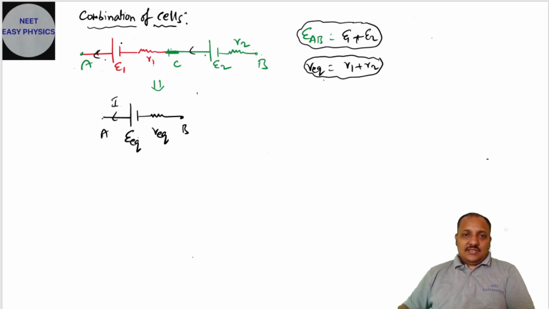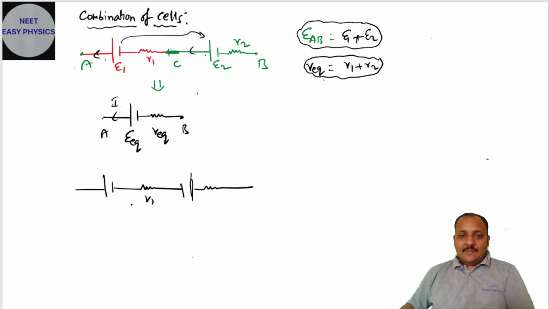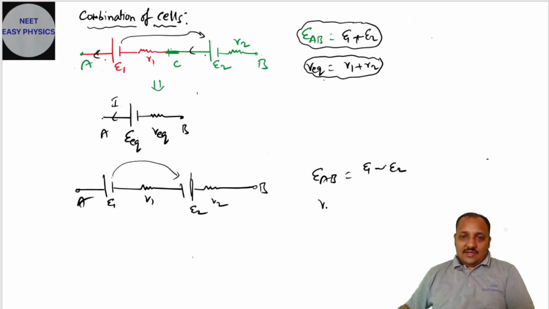Series combination means here the negative end is connected to the positive end. Suppose you connect like this, negative end is connected with negative, R1, E1, E2, R2. Now, what is the effective EMF or equivalent EMF? EAB is equal to, whenever you get negative with negative or positive with positive, you will write E1 minus E2. R equivalent, same one, R1 plus R2, because these two are in series. This one is very, very important.